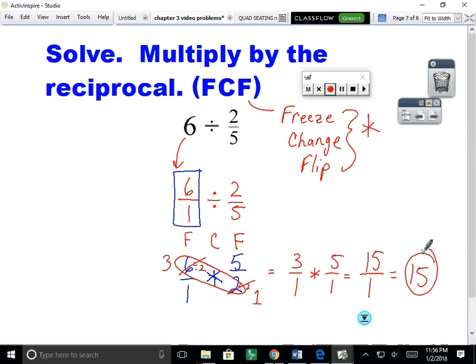Now, I'll be honest with you. This is a good answer, but if it's hard for you to see, you could definitely go back and draw yourself your 6 whole bars real quickly, and you could split them into those 5 equal parts. You could group them into 2s, 2 in each group, and you get the same great answer. That's true, it would work. 15. Multiply by the reciprocal. Funny words for a freeze, change, flip.